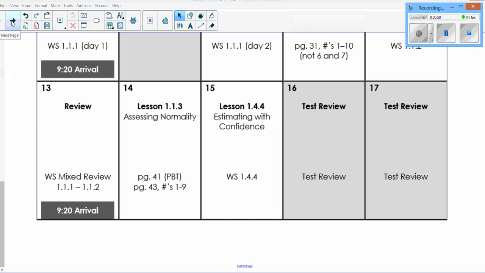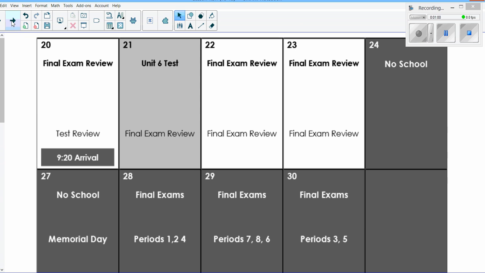You can see we have 2 days on the test review, so the test would be the following Monday, but I don't want to test on a Monday short schedule. So we'll work on final exam review stuff that day, and then you can work on the test review for homework, and then your test will be on Tuesday. So you actually get an extra day for working on your test review.